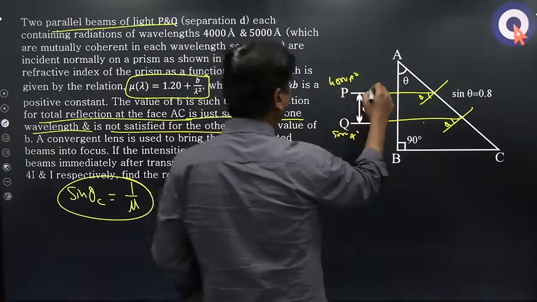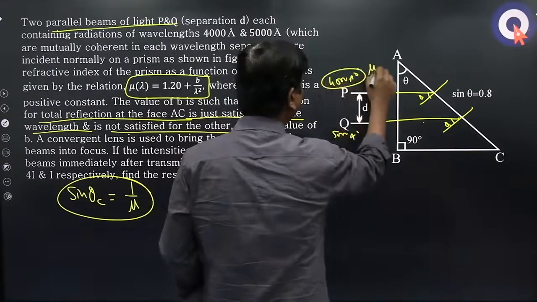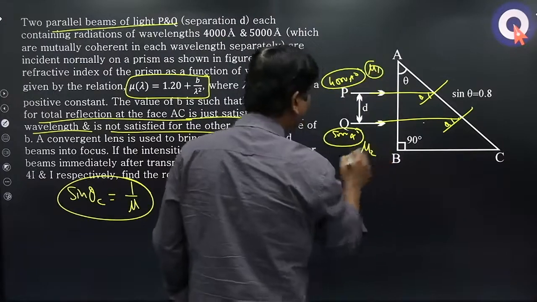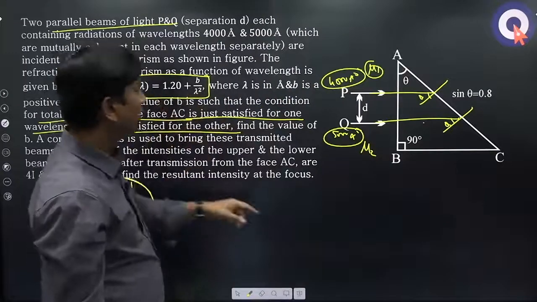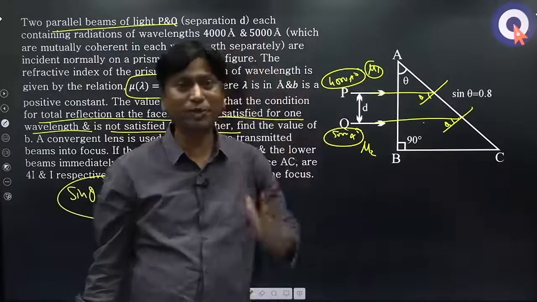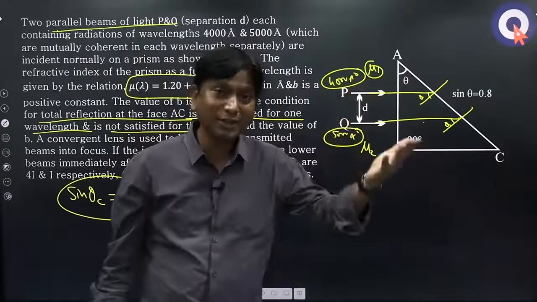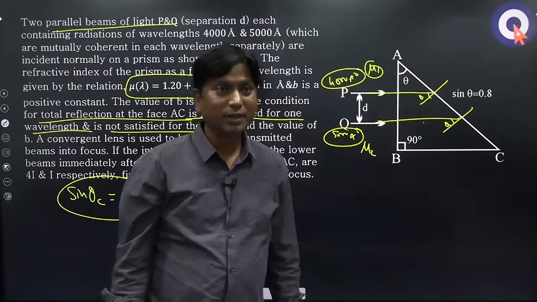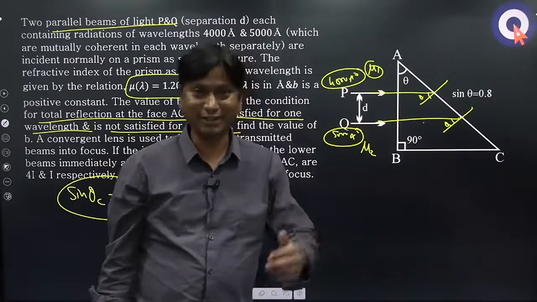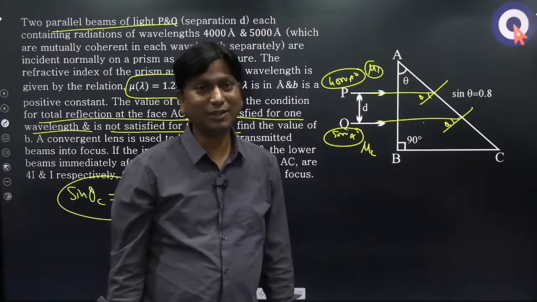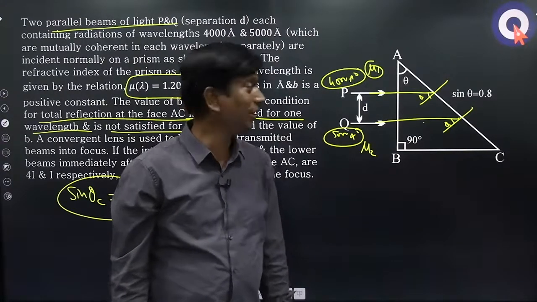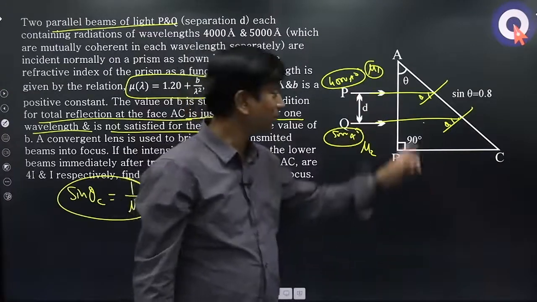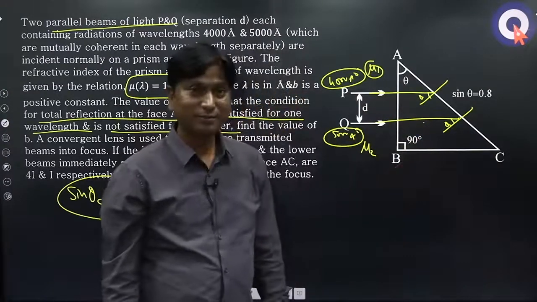Let us say this is nu 1 and this one is nu 2. Which is greater, for 4000 or 5000? Definitely for 4000 refractive index is more, and then it will have less critical angle. So when critical angle is less, there is more chance of getting total internal reflection for this one only, because both of them are at the same theta, right or not?